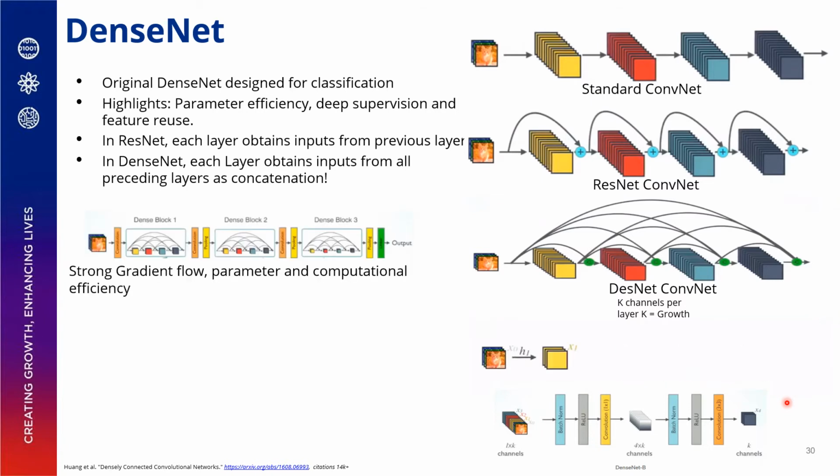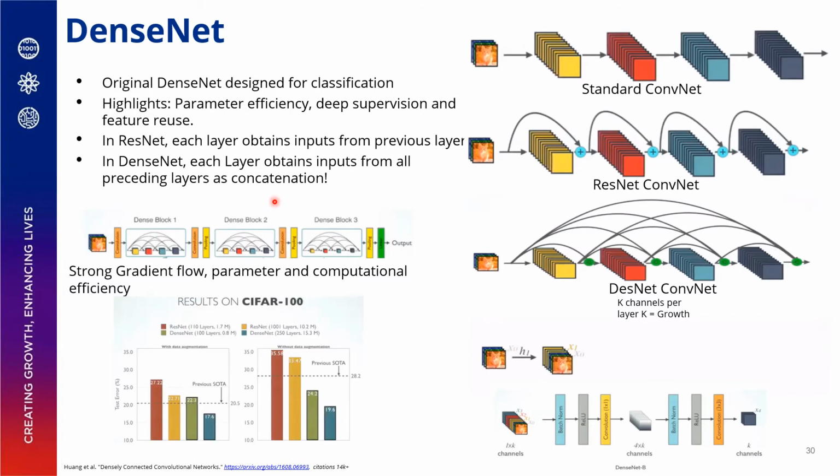So this allows strong gradient flow as well as parameter and computational efficiency, because you're keeping the number of parameters in check while having dense connections across these different blocks. This major component is called a dense block in the paper. So you have 3 of them according to this image.